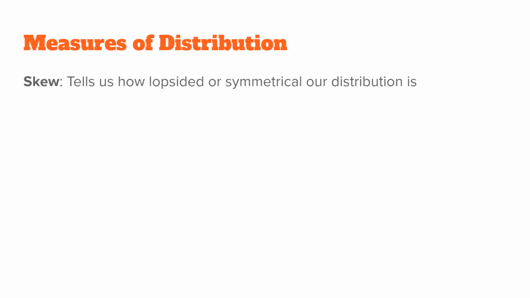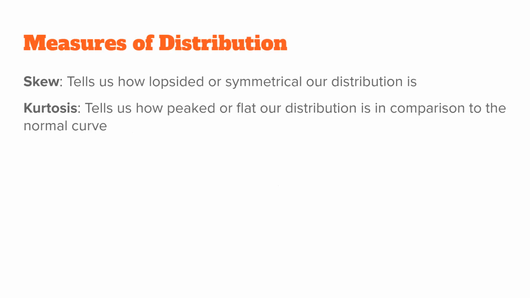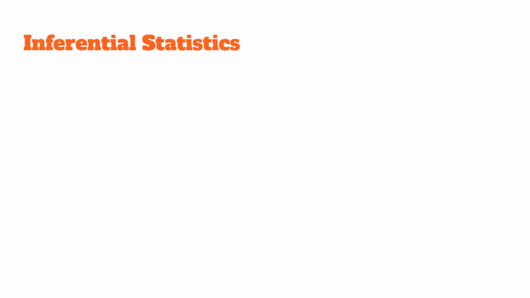So then we have our measures of distribution. Skew tells us how lopsided or symmetrical our distribution is. And kurtosis tells how peaked or flat our distribution is in comparison to the normal curve.